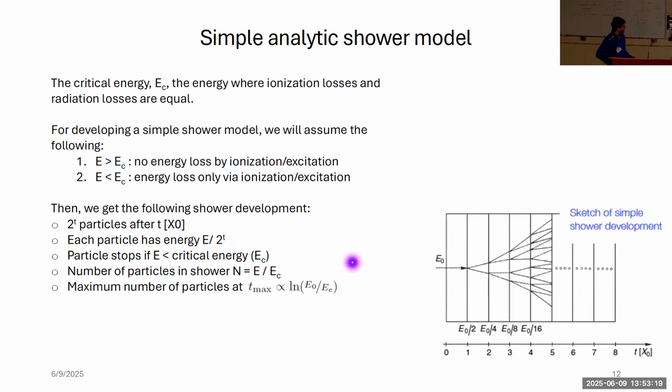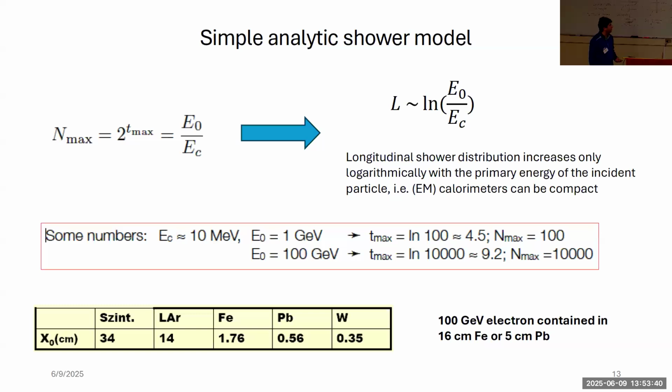And the point this actually tells us, if you equate this 2^t particles equal to E over E_C, you get that the maximum of the shower, the point where you have the most number of shower particles, will grow as the log of the energy divided by the critical energy. So what this shows is that the longitudinal shower distribution increases only logarithmically with the primary energy of the incident particle.